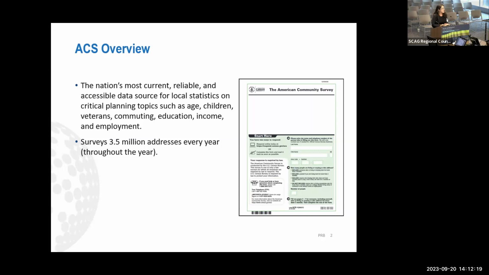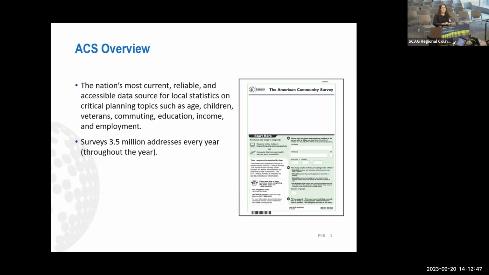ACS is the nation's biggest ongoing survey. It's got the most current, reliable, and accessible data for local statistics on a huge range of topics. I'll talk about what some of those topics are in a minute. But anyone who does regional planning is using American Community Survey data for things like age structure, presence of children in households, veteran status, commuting, education, income, just tons and tons of data available every year.